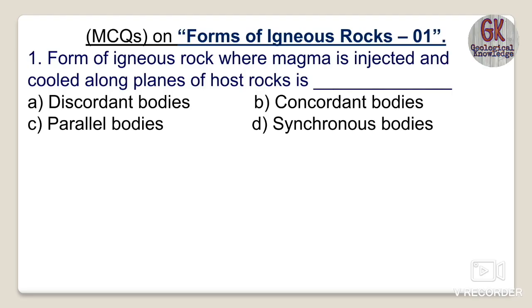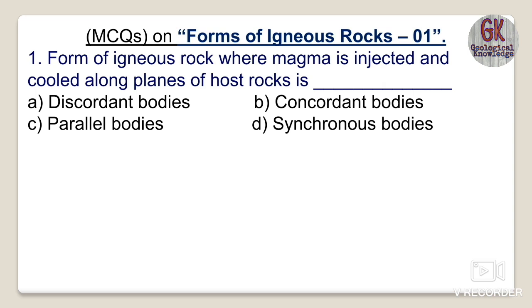So this MCQ is based on the forms of igneous rocks, and this will be the first part of that series. So let's start our first question. That deals with the forms of igneous rocks where magma is injected and cooled along the planes of host rock, is known as. Before we discuss this particular question, we must understand some basics.